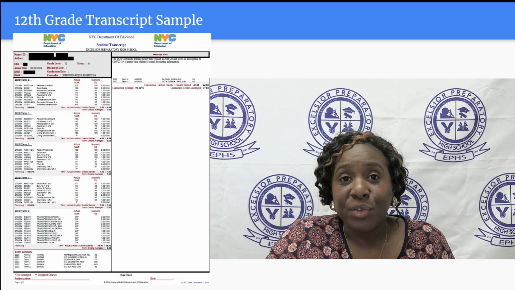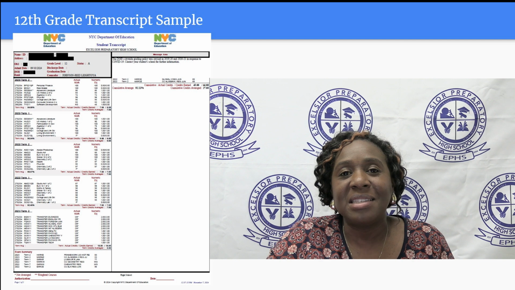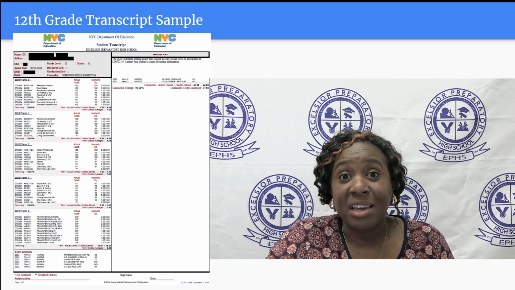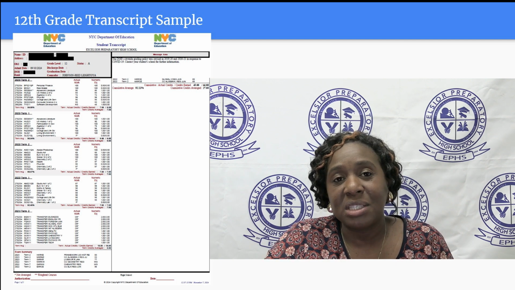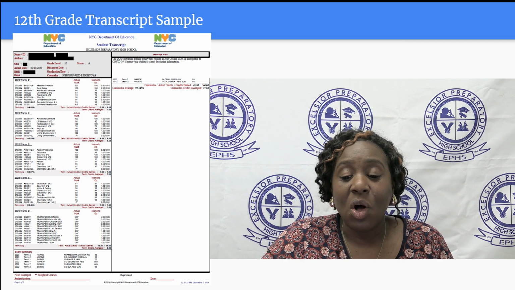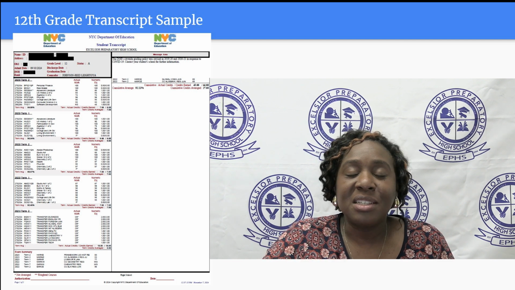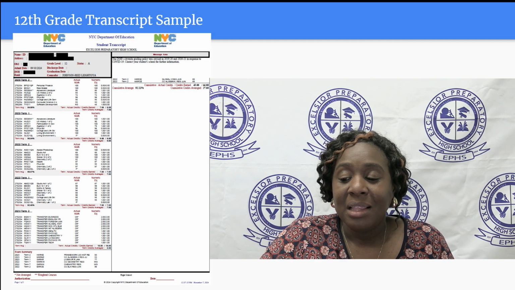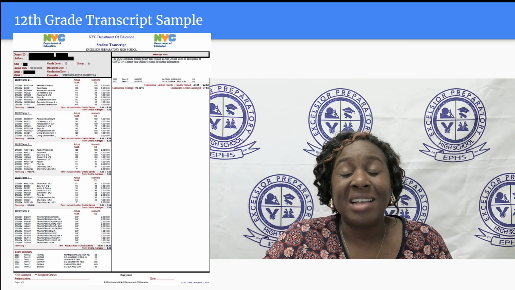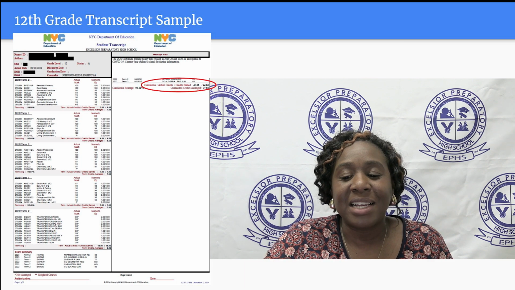In order for an 11th grader to be considered a 12th grade student, they need to have a minimum of 33 credits at the end of the 11th grade year. And they must have the 5 required Regents for the Regents diploma. So if a child has all of those, now let's look at what a 12th grade transcript would look like. This is a 12th grader who is just starting their 12th grade year. This student is a student who has passed every course they've probably ever taken in high school because they're starting their 12th grade year with 44.66 credits.